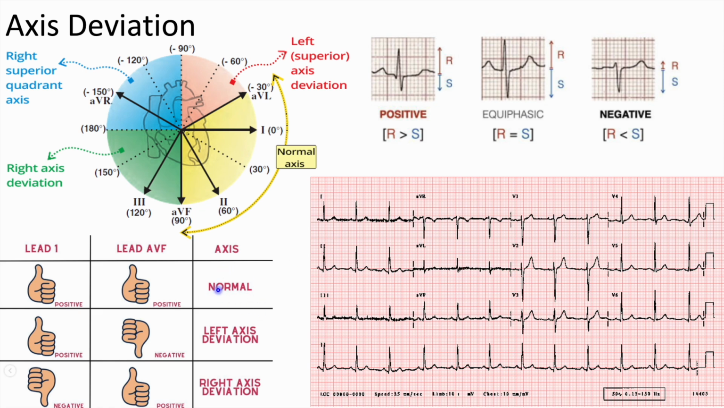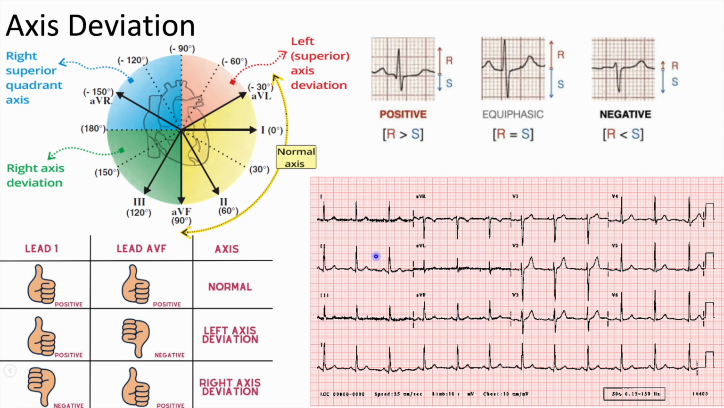That's a normal axis. If you have lead 1 positive, lead AVF negative, that's going to be left axis deviation. You can think the hands leave each other: your right hand goes down to the floor, your left hand goes up. If you have lead 1 going down, negative, and AVF going up, your thumbs are going to be pointing at each other. That's going to be right axis deviation.